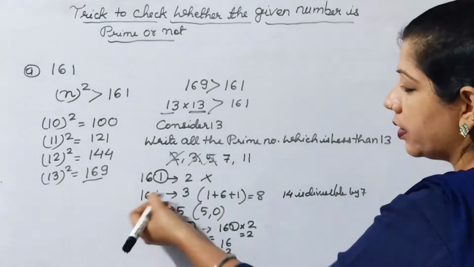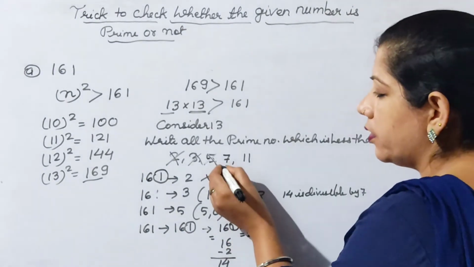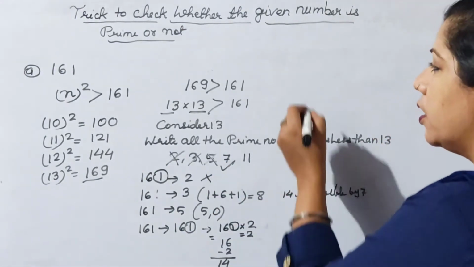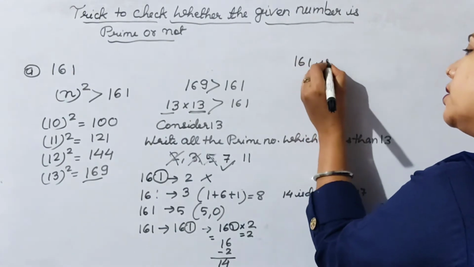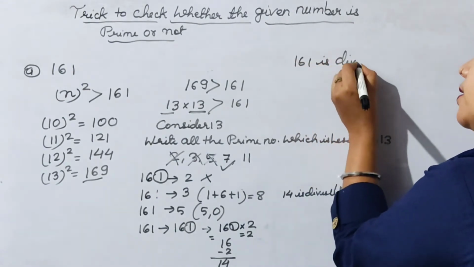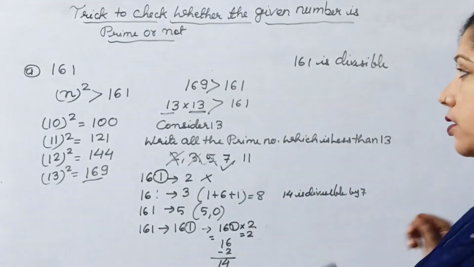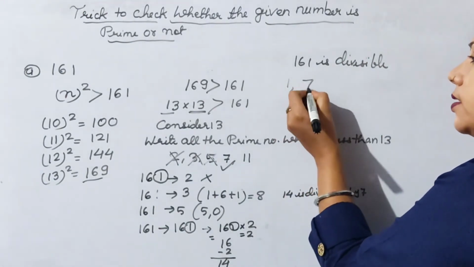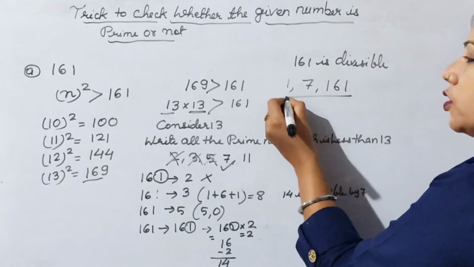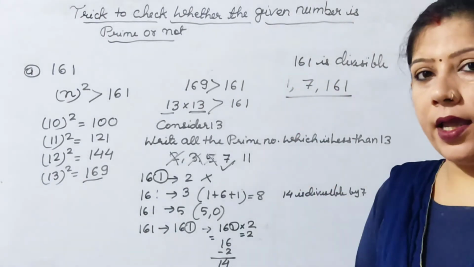So this number 161 is divisible by 7. So it has how many factors? Now it has 3 factors. What are the factors? 1, 7 and 161. So this is not a prime number.